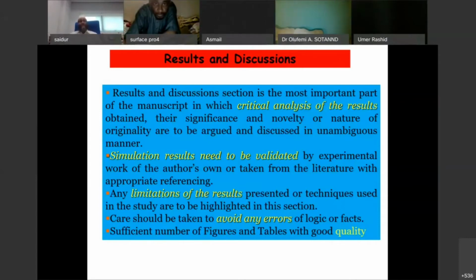If you do simulation work, normally simulation work has a lot of uncertainties. So that's why you need to validate it. You can do an experiment, or you can use literature work. This is again to avoid errors. If the error is less, and the validation trend of yours and the literature or experimental work is closely matched, I think that will make the paper strong. It will convince the reviewers.